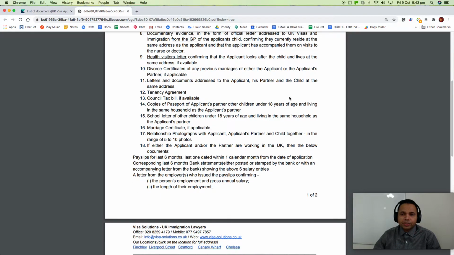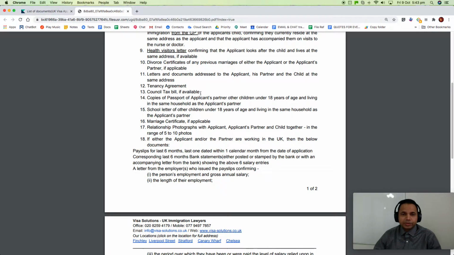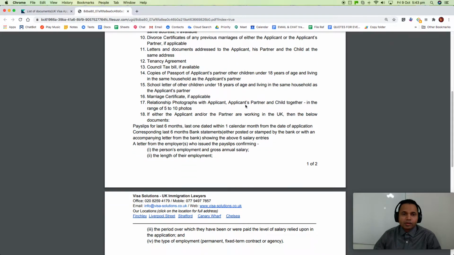Letters and documents addressed to the applicant, his partner, his child. Anything you have that will be helpful. If you don't have anything for the applicant, that's fine, but at least one of the above letters from a third party. Tenancy agreement, council tax bill. These are different options that you have, but you need to show where they are living. It may be in the name of the partner, the British citizen, or anyone else. Also copy of passport of applicant's partner, other children if they have any, the other partner or the applicant living in the same household. Give their copies and details.